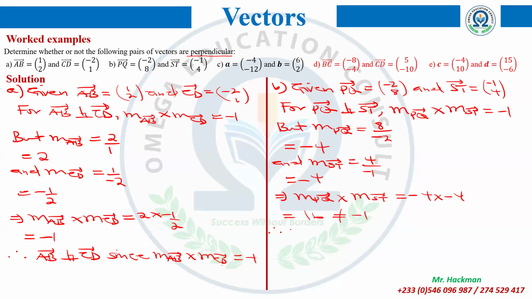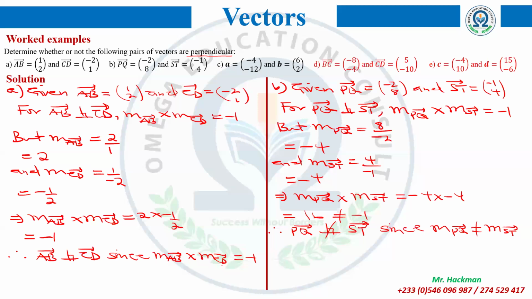The two vectors, the PQ vector, will be perpendicular if the condition is satisfied. If it is not satisfied, you cancel. Is that clear? It's not perpendicular to the vector ST. My professors, I hope you are following. Now you know what to write: MPQ is not equal to MST. As simple as that.